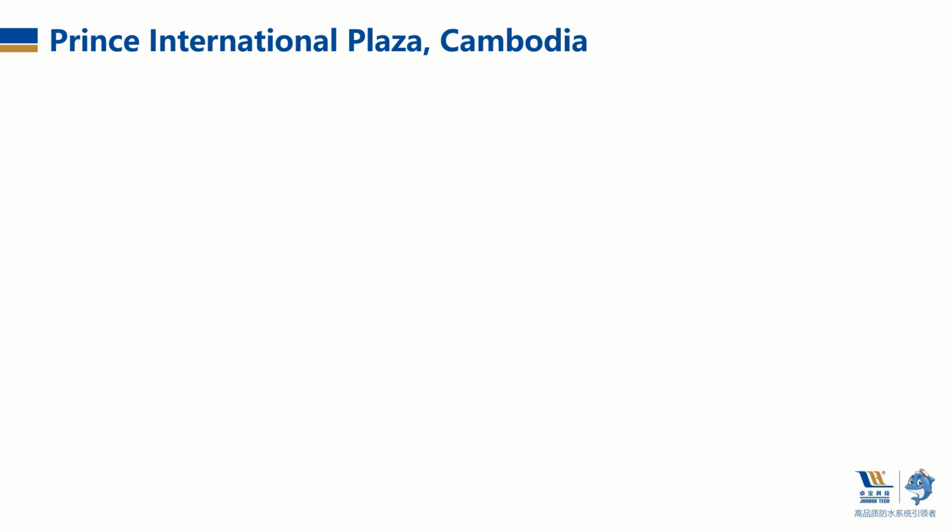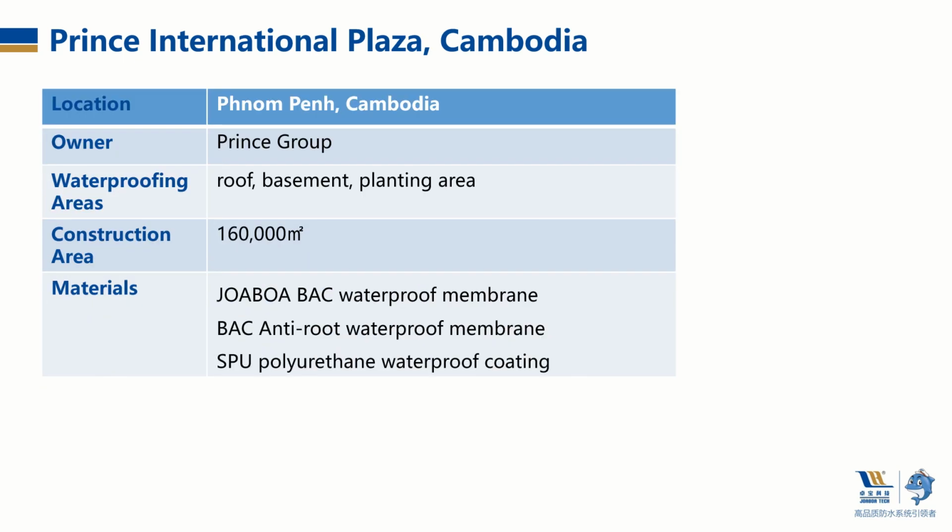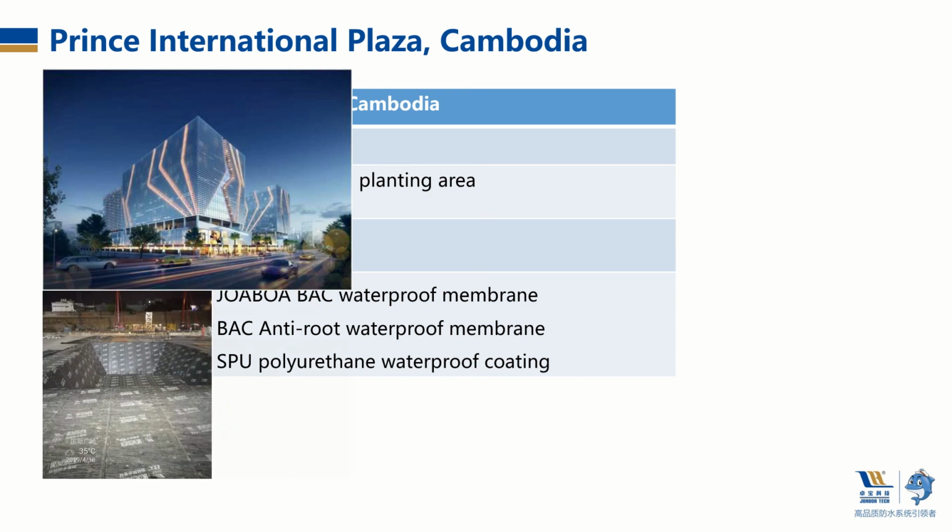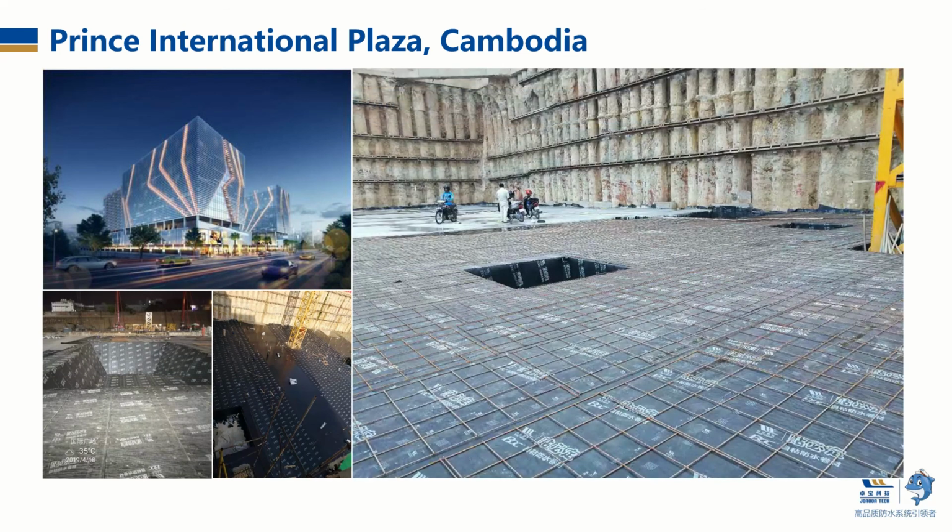This is Prince International Plaza, located in Phnom Penh, Cambodia too. It is applied for roof, basement, and planting area. The construction area is 160,000 square meters. The materials are BAC and anti-root BAC waterproofing membrane. The former design was torch-on waterproofing membrane.